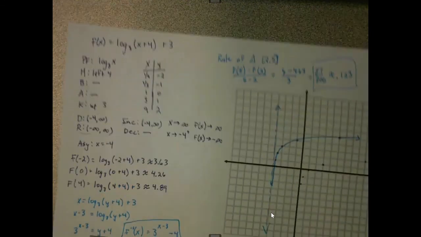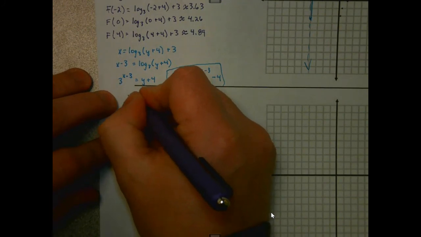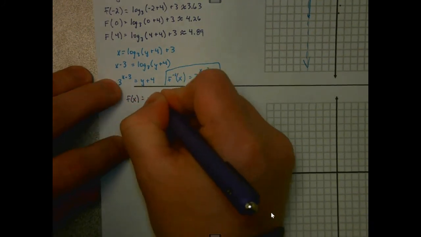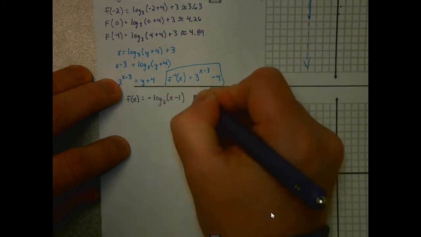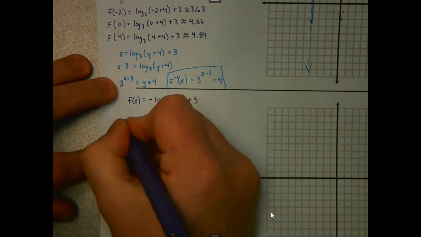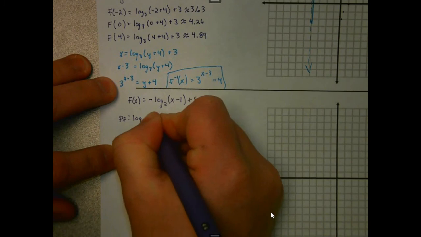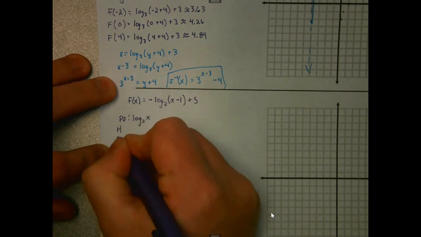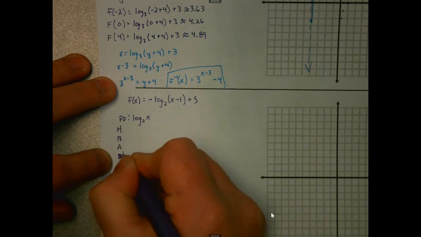Okay, last one here. And that last one is, again, I'm going to rewrite it into a better form. f of x equals negative log base 2 of x minus 1 plus 5. Okay, our parent function is log base 2 of x. H, B, A, K.